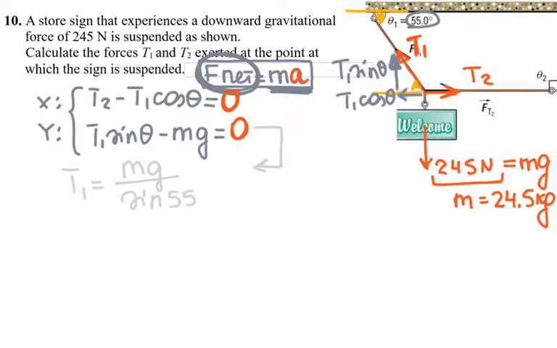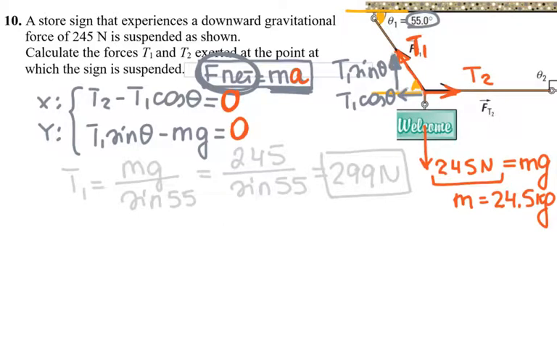So I get mg 245 divided by sine 55 equals 299 newtons.